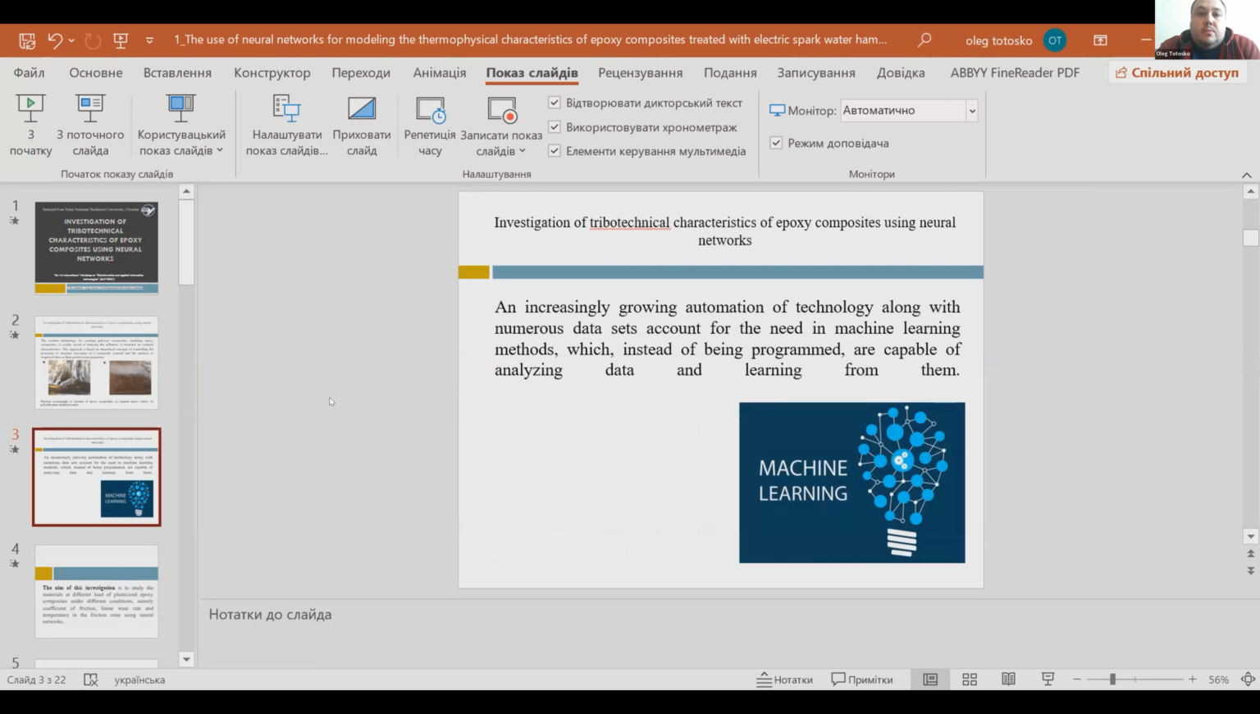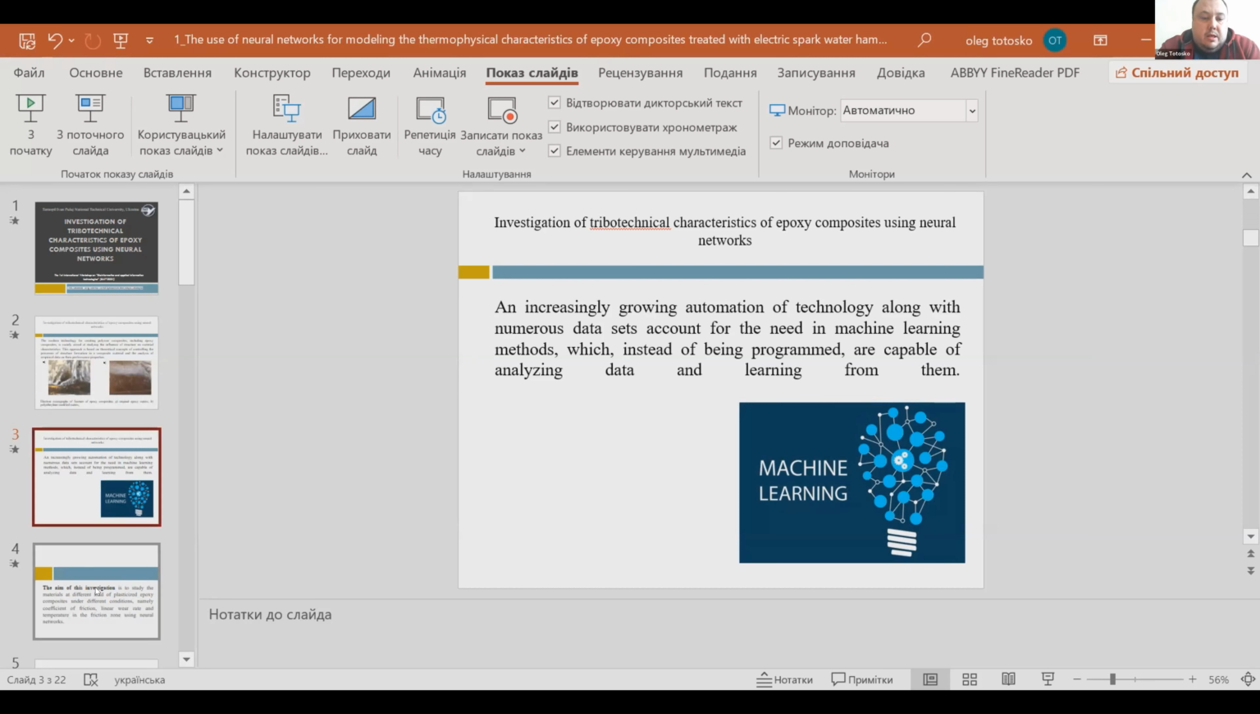In particular, with a large amount of experimental data, they need to be organized to find the dependence that most accurately approximates them. So in the presence of experimental data, it is advisable to use machine learning methods that solve such problems with great accuracy. Machine learning methods are capable of analyzing data and learning from them.